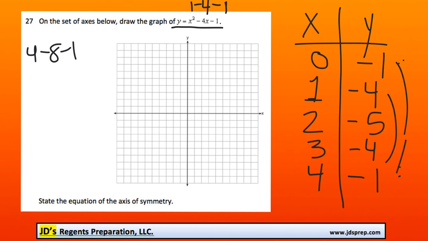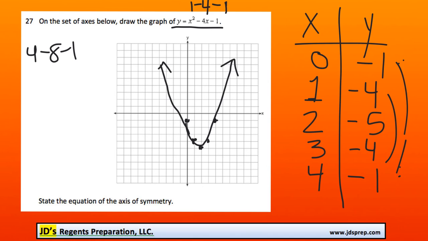So x 0, y negative 1 is going to be right there. x 1, y negative 4. That's going to be down here. Oh, what happened to my pen? There we go. Sorry about that. And then after that, we've got 2, negative 5, which is here. And then 3, negative 4, and 4, negative 1. So we can see that the parabola has already been formed. So it's going to look something like this.